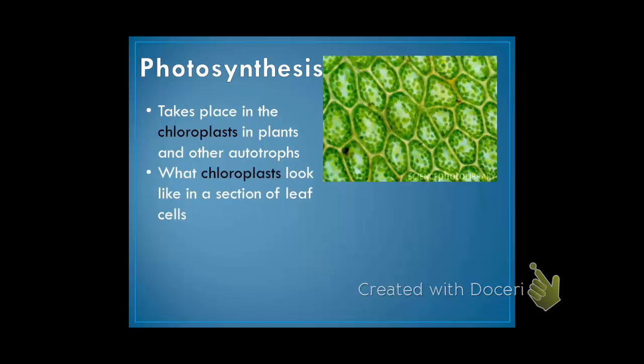This is what chloroplasts look like in a section of leaf cells. Many cells. Each little green circle inside those cells is one chloroplast. So do leaf cells contain many chloroplasts or just a few? Many, many, many. Could you count the chloroplasts in one leaf cell? Probably. You could look at those and count them. But you'd have 20, 30, 40 chloroplasts in just one cell.